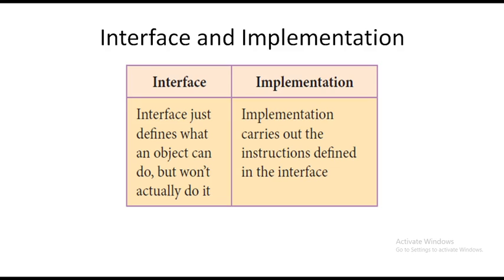Next one is interface and implementation. So what is interface and what is implementation? An interface is a set of actions that an object can do. For example, when you press a light switch, the light goes on. You need not know how it happens. That is what is called implementation. What an object can do is what is called the interface.